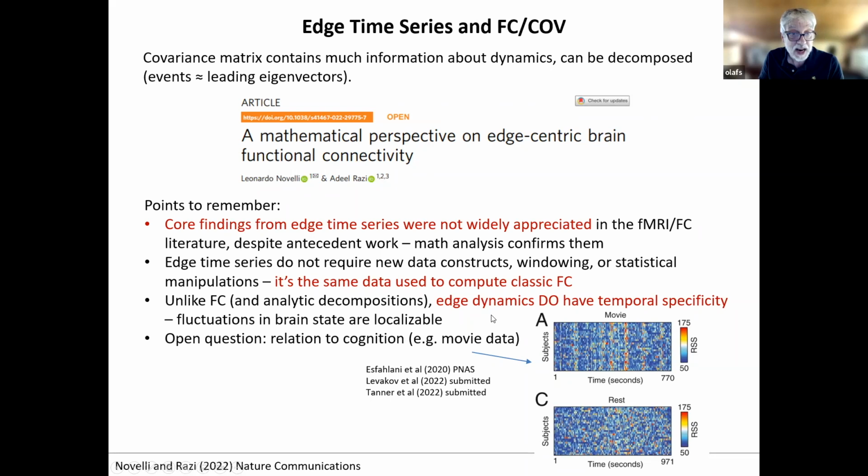And unlike these analytic decompositions that Novelli and Razi provided, edge dynamics do have temporal specificity. So fluctuations like events occur in time at specific moments. And this comes home in spades when we look at movie data. For instance, we have a couple of studies now in submission in which we look at movie data. And when you look across subjects watching the same movie, you find that these event-like fluctuations actually line up across subjects. So they appear to be triggered or stimulated, or perhaps related to cognitive processes.